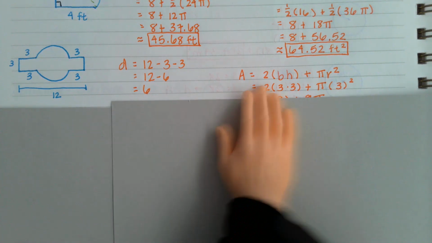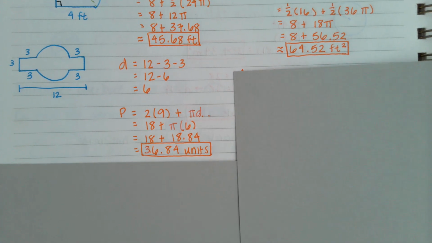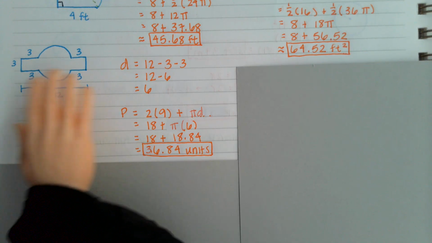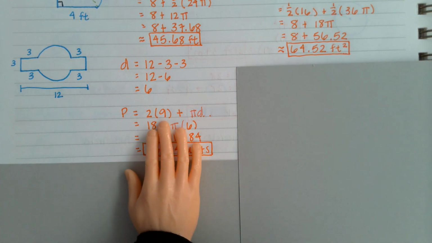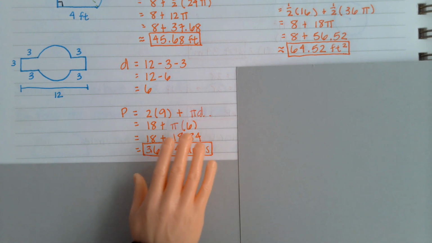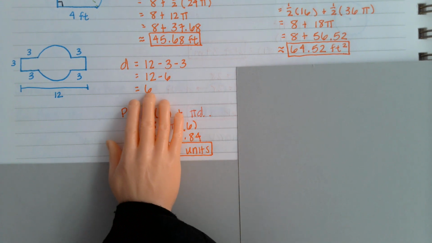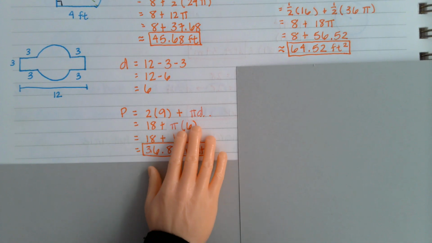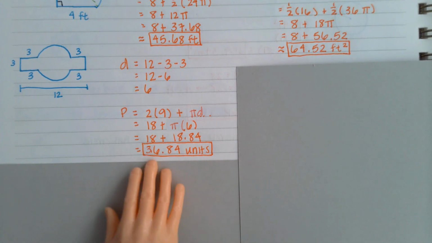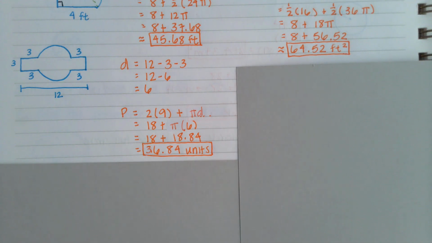So the diameter of the circle is 6. Then to find the perimeter of the whole figure, I have 3, 6, and 9, 3, 6, and 9, so 2 times 9. And then the circumference of a circle is pi times diameter. So then I would plug in 6, which we found here, and pi times 6. Multiplying and adding, we get our final answer of 36.84 units.